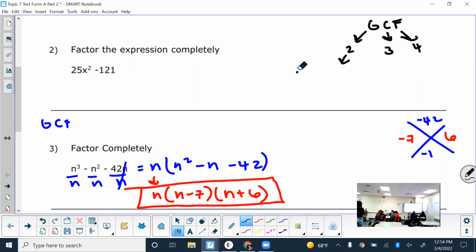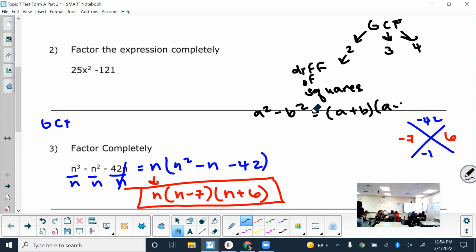Difference of squares. So if it's a difference of squares, then you factor it using this rule: a squared minus b squared equals a plus b and a minus b in parentheses. So is it a difference of squares? Does it have a minus sign? Yes. Are there perfect squares on each side of the minus sign?